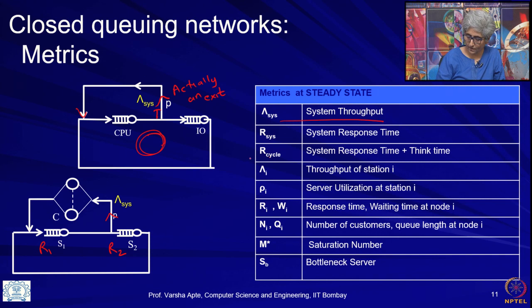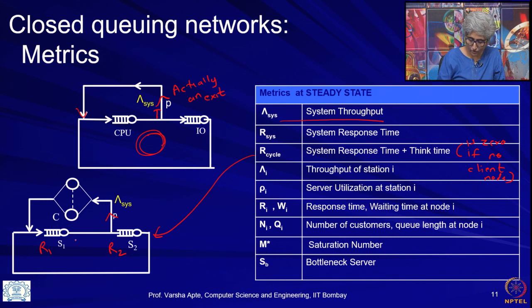Cycle time. We'll again have a more clear definition where there is an explicit client node. It is system response time plus think time. In the case where there is no explicit client node, actually think time doesn't exist, and we can just say that it is 0 if no client node. And here system response time and cycle time is the same thing.